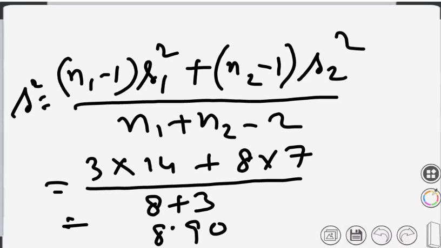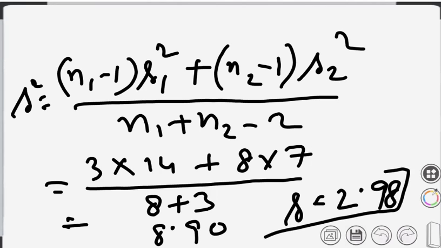So s square is 8.90 and square root of it's 2 point, so s is small s, কত বেরিয়েছে? 2.98, isn't it? This is a formula. Please clarify. Any difficulty please ask. বুঝতে পারছে সবাই?